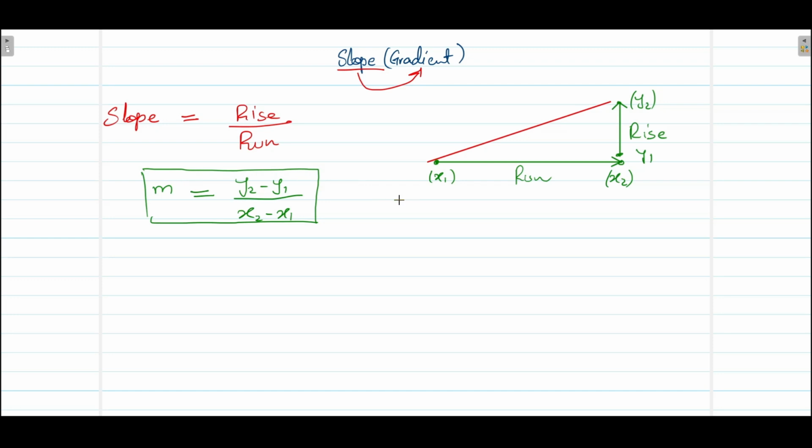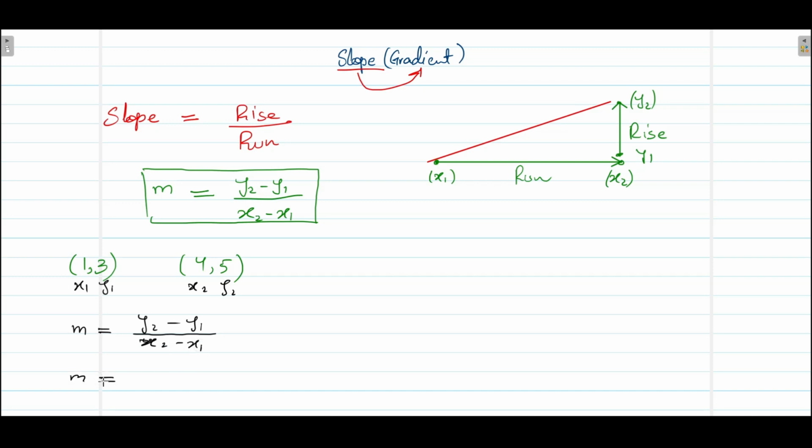Now, let's consider 2 points. For instance, I have 1 comma 3 and I have 4 comma 5, and I need to find the slope by using these 2 points. First things first, you take this as x1, this as y1, this will be x2, and this will be y2. Now you just have to simply implement the formula, which is y2 minus y1 over x2 minus x1.